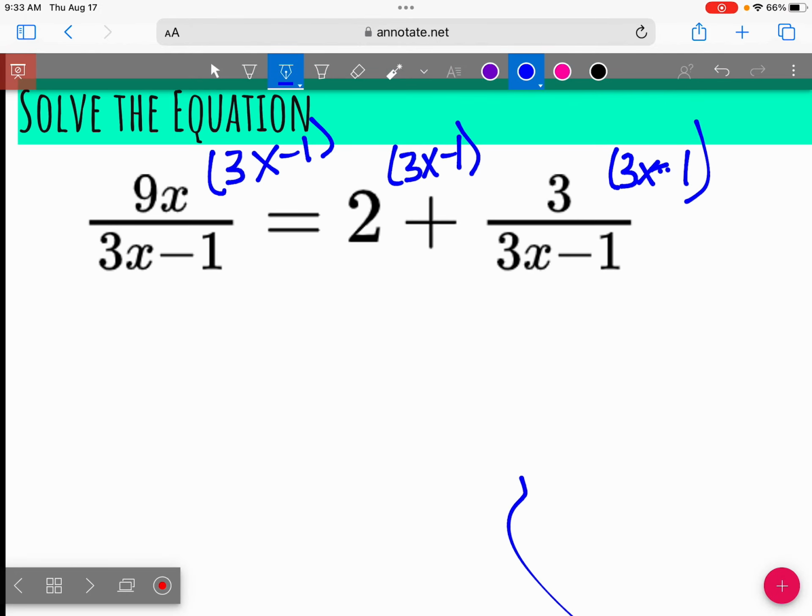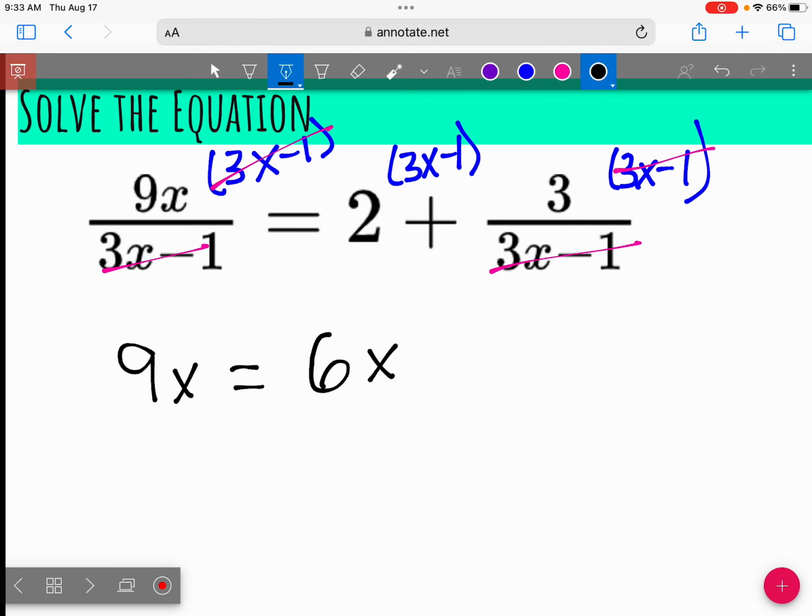Come on, pen. There we go. Fix that because that looked terrible. There we go. That's going to give us, that guy cancels and that guy cancels. We get 9x equals 2 times 3x minus 1, 6x minus 2, making a jump there, plus 3.